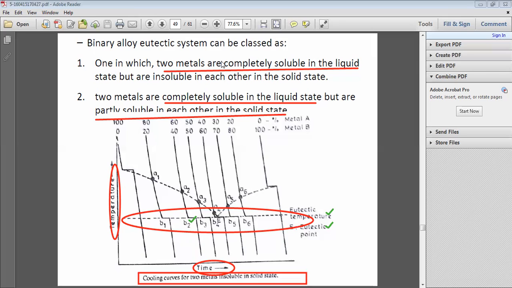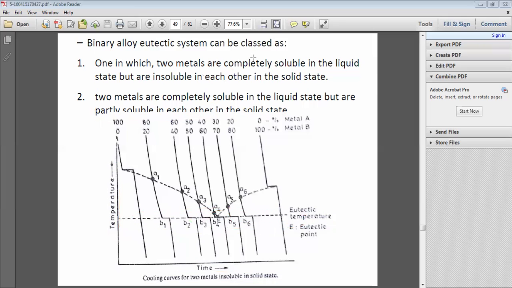If we talk of this point in the center, this point is basically your eutectic point. This is being denoted as E point, the eutectic point in this case. So let's move on to the other one.